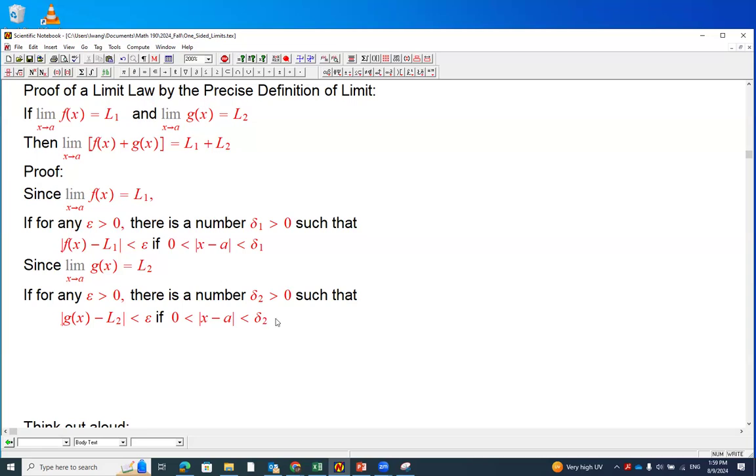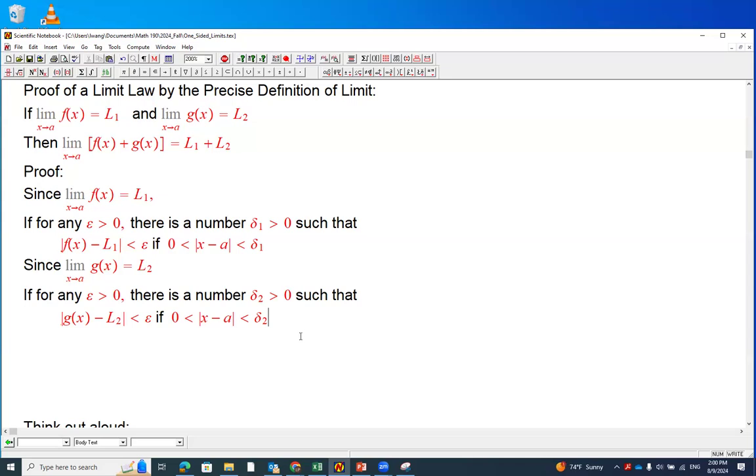So now we have two deltas. For any epsilon, the two functions have a limit. The two deltas may not be the same. May not be the same. Is that okay? Okay, is that okay? Certainly.